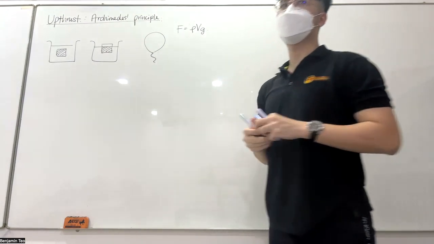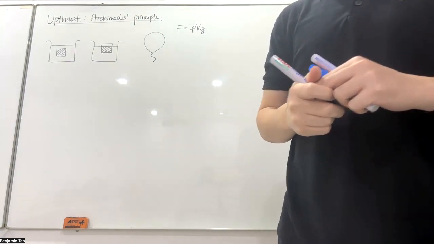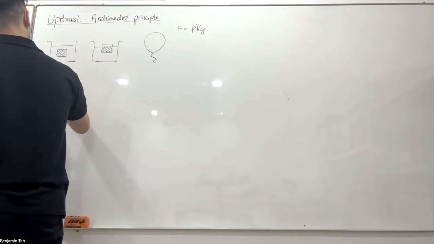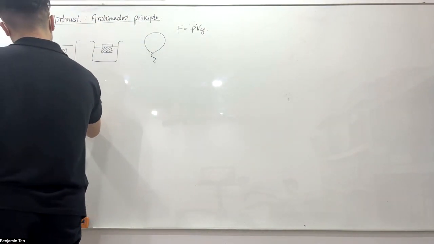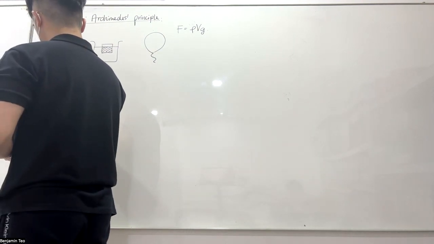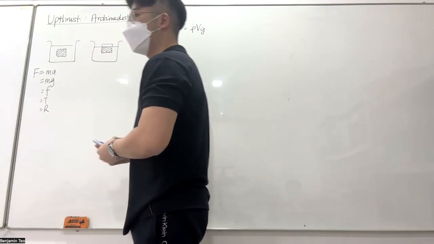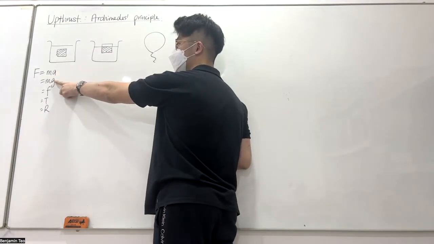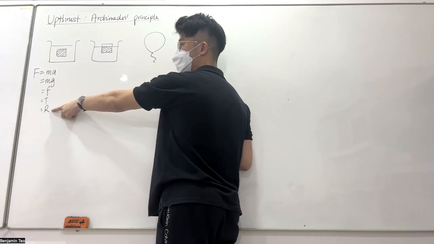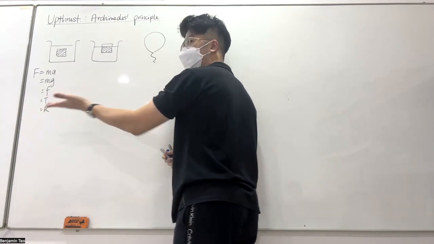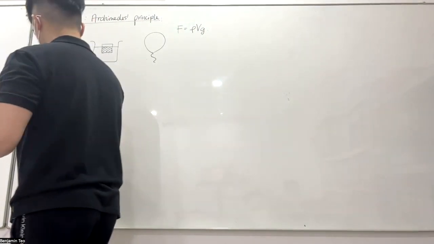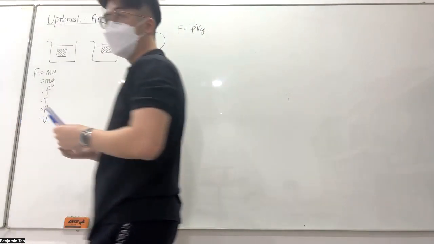How many types of forces are there so far? You have learned from your chapter 2: F equals ma, mg, f, d, r. Okay. Net force, weight, friction, tension, reaction. Reaction is due to surface, so if you have a surface you have reaction. And then you add one more here, your buoyant force, your upthrust.